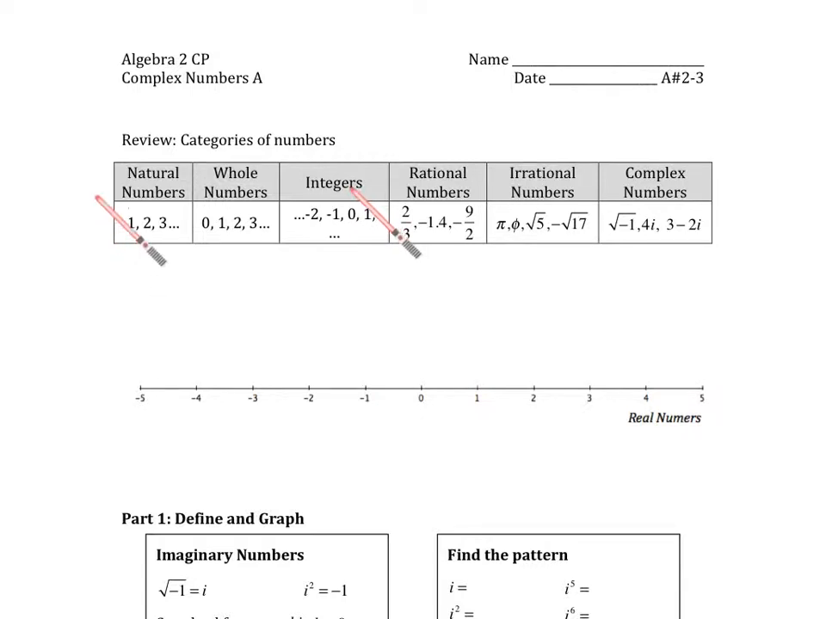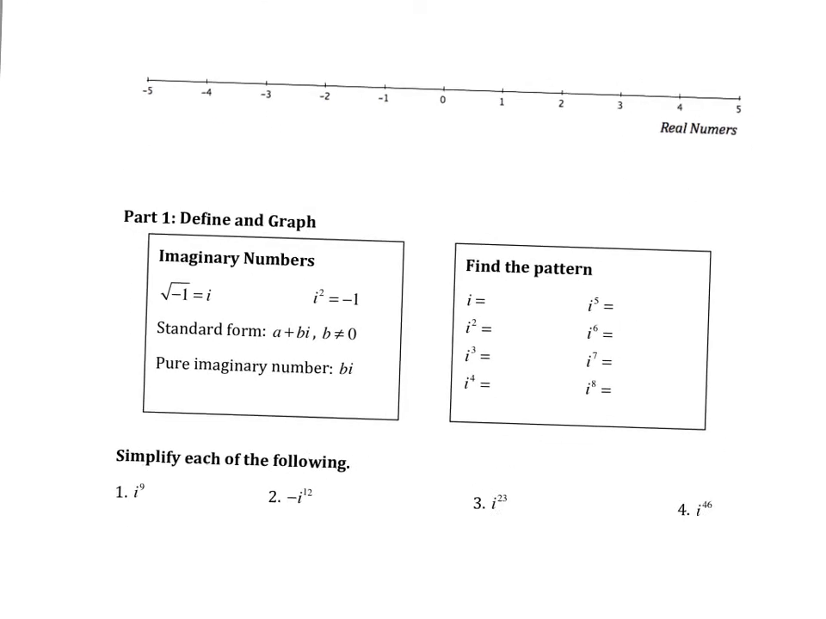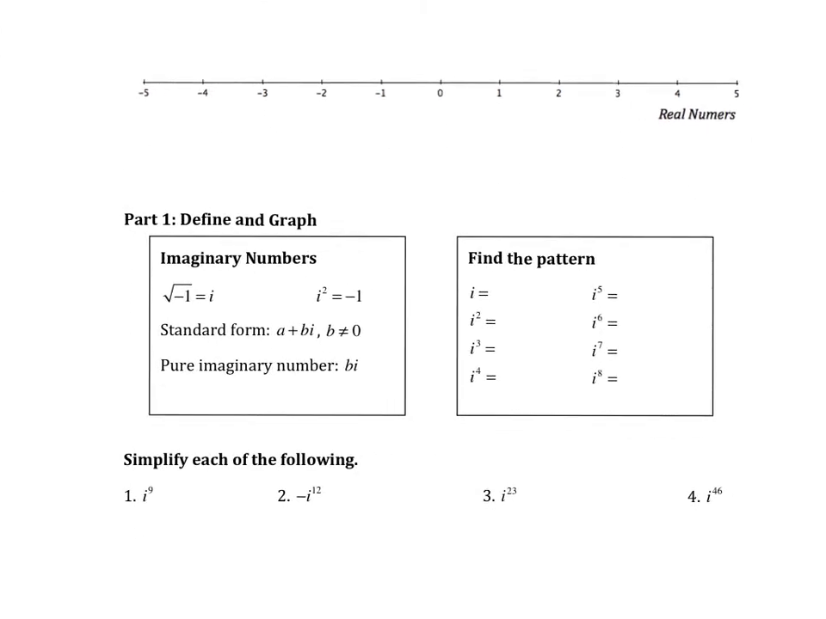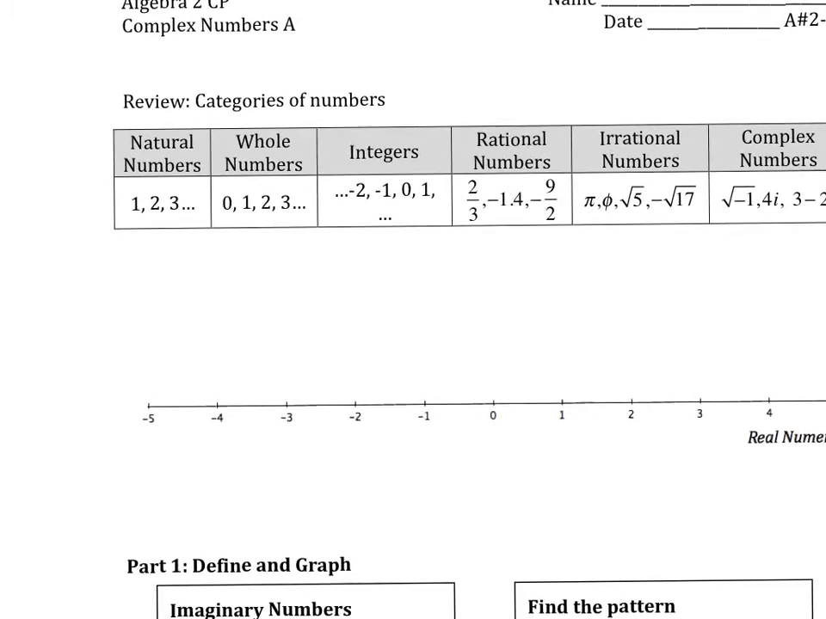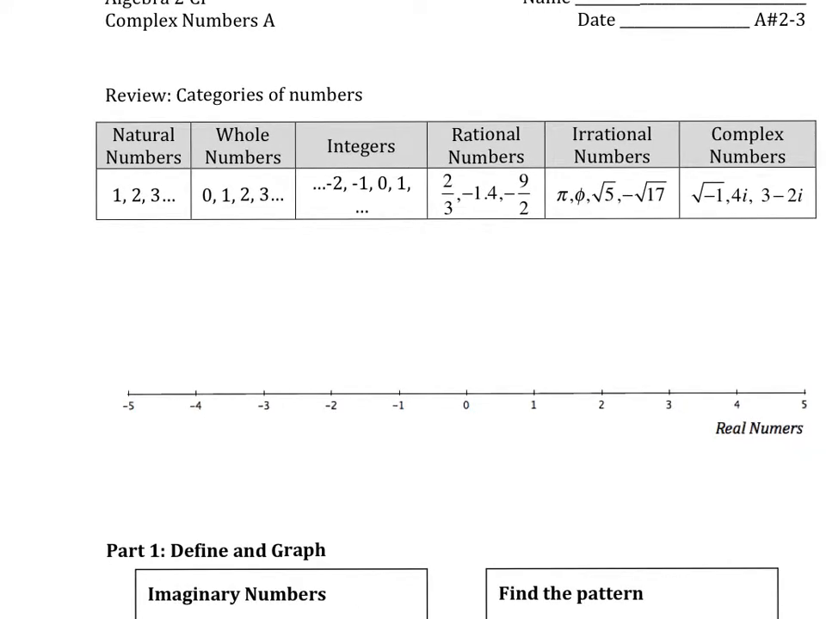Number one is that we are going to look at categories of numbers, which include natural numbers, whole numbers, integers, rational numbers, irrational numbers, and we're going to introduce complex numbers. And we are also going to define and graph our imaginary numbers. And lastly, we are going to solve a few complex problems, or quadratics that have complex solutions.